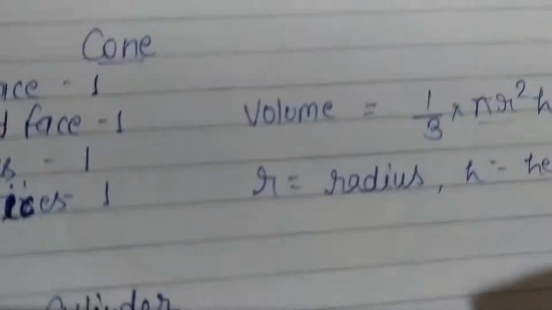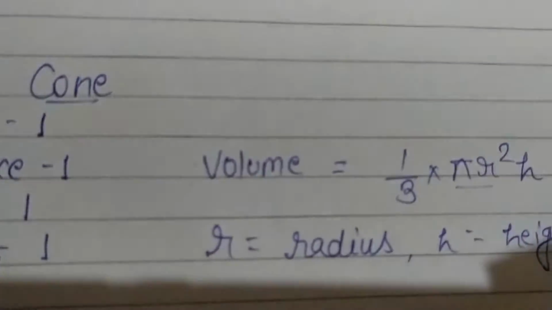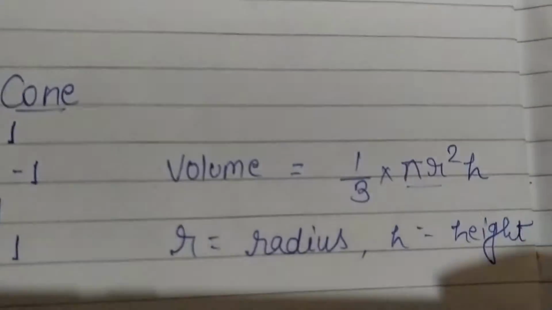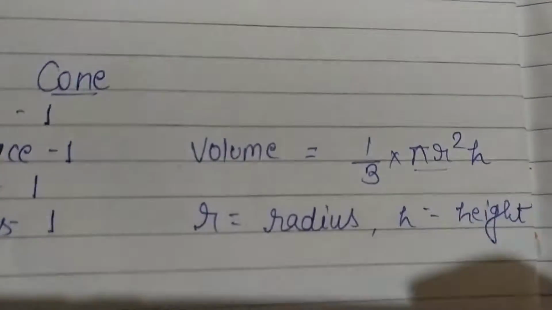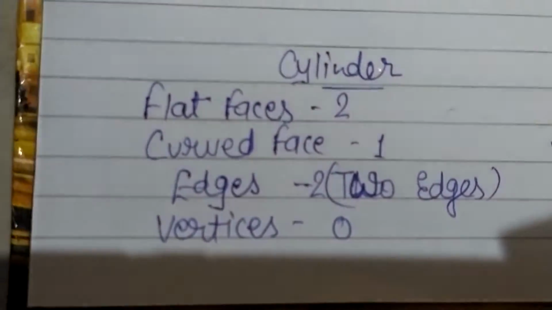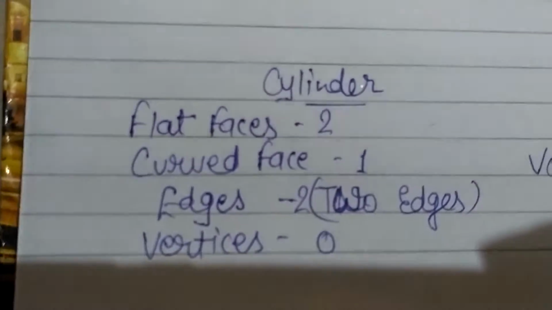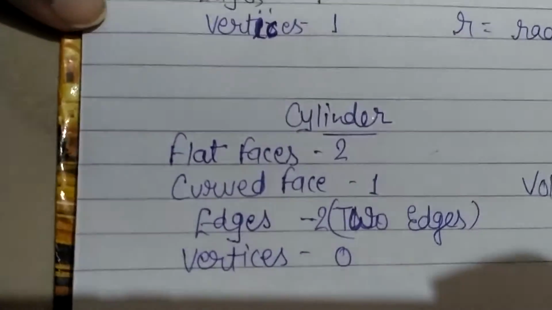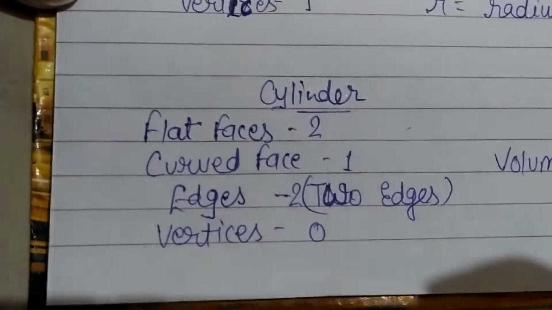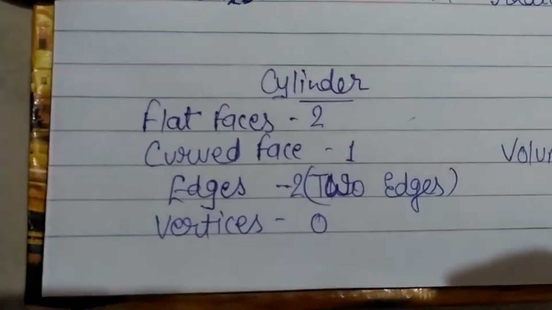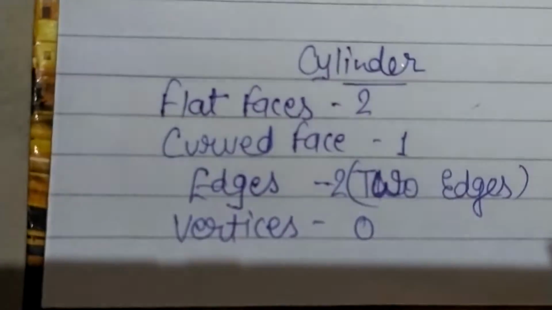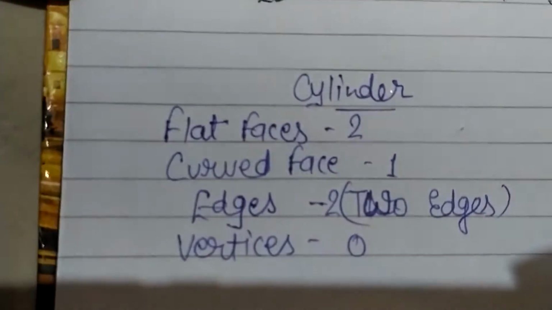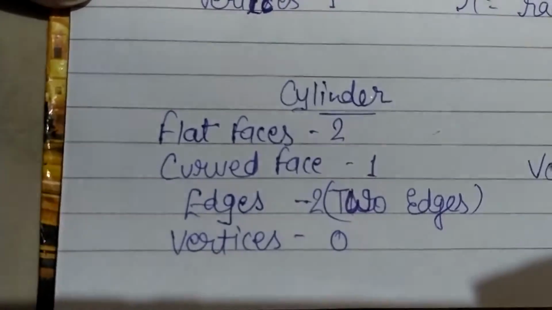Volume of cone is 1/3 multiplied by pi r square h. R equals radius and h equals height. Next one is cylinder. The examples of cylinder are gas cylinder, roller, pipe, and etc. There are 2 flat faces, 1 curved face, 2 edges, and 0 vertex.